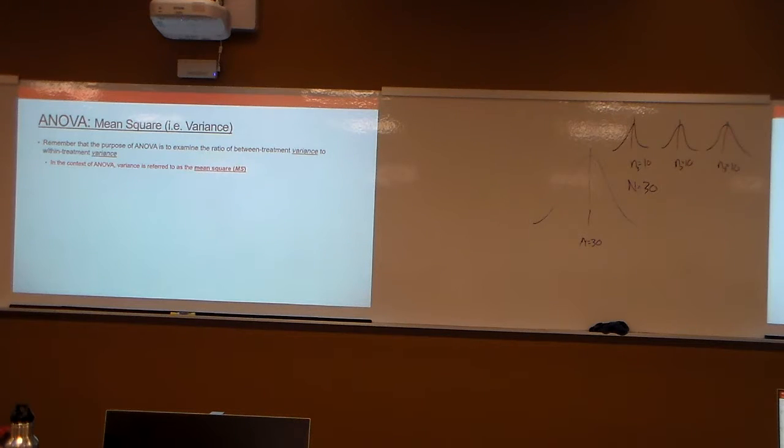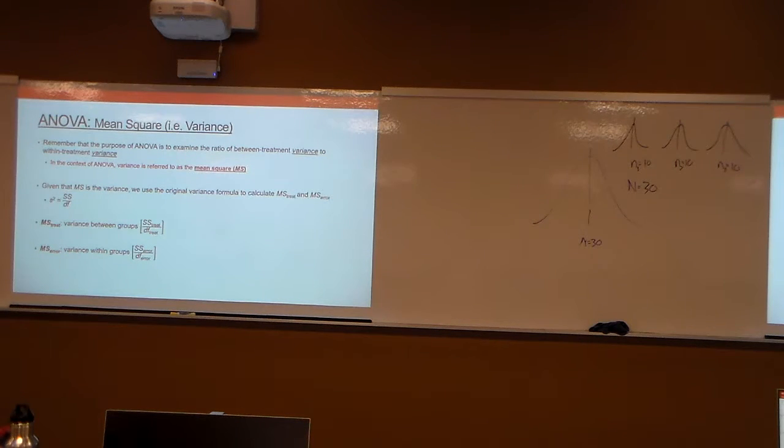Because in our ANOVA model, remember our F statistic is looking at the ratio of between treatment or between group variance to within group variance. And so when I'm talking about variability, I'm talking about differences in general. Variance has a specific definition. Variance is a specific statistic. And what we want to do is get at variances. And so within the context of ANOVA, variance is referred to as your mean square.